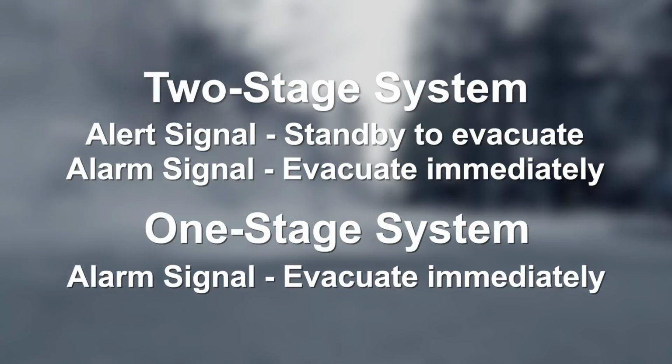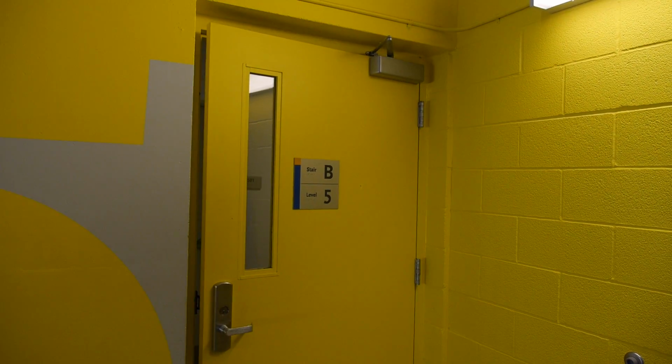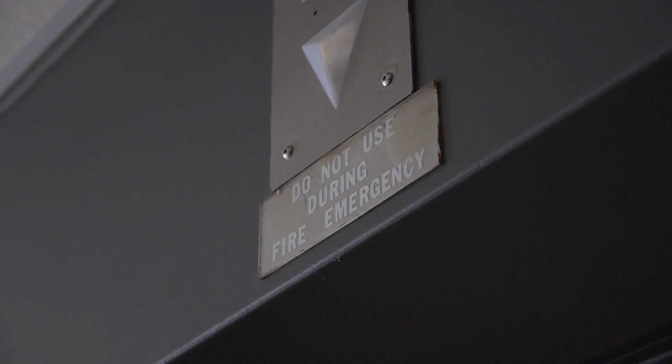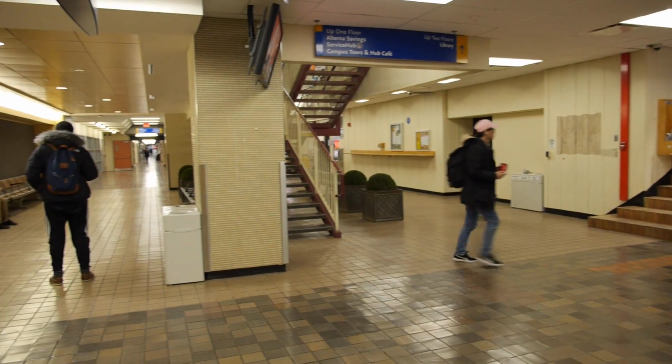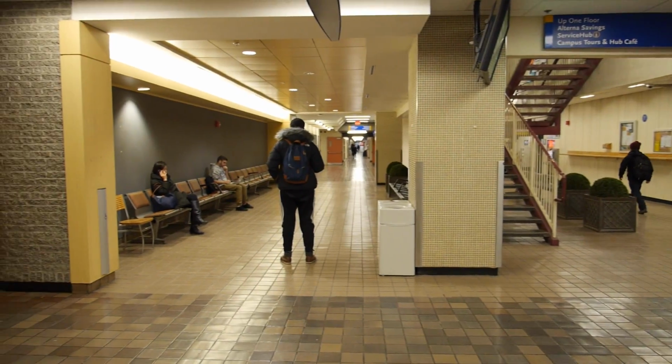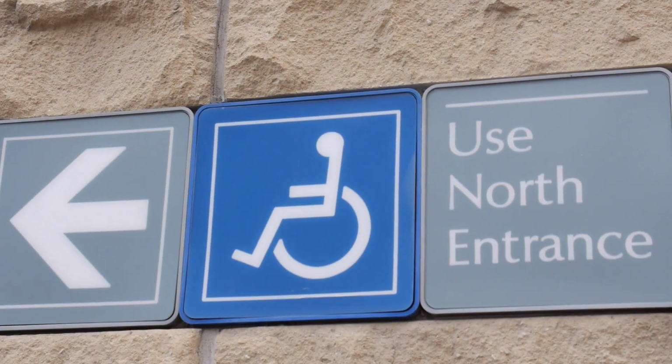For one-stage alarms, you will hear the alarm signal. Leave the building immediately via the nearest emergency exit in a calm and orderly fashion. Be sure to take your keys, purse, or wallet and identification with you. Always make sure to close all doors behind you and never use elevators. Be sure to also provide assistance to anybody with a disability around you.